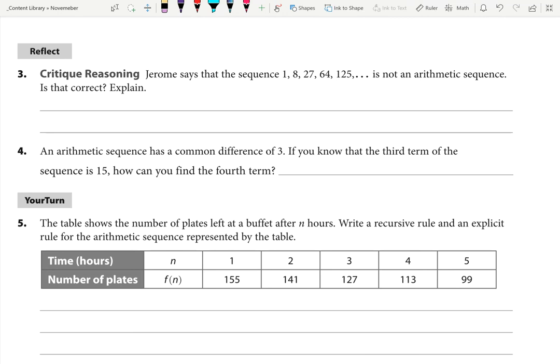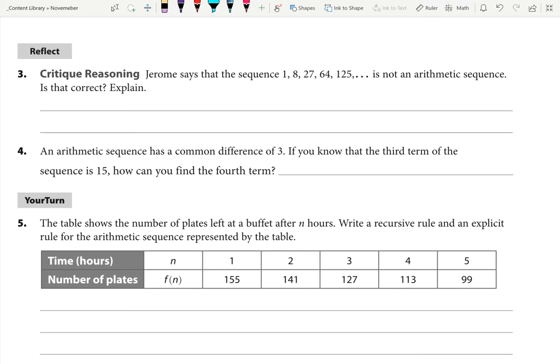I'll just say it rather than write it. It's not arithmetic because you're not adding by a common value every time, right? To get from 1 to 8, 8 to 27, 27 to 64, you'd have to be adding completely different values. So it's not arithmetic.